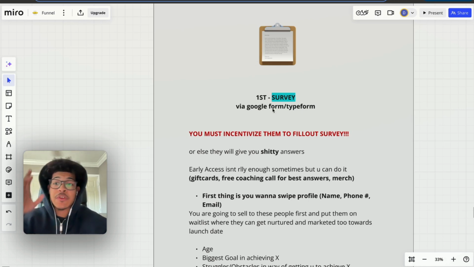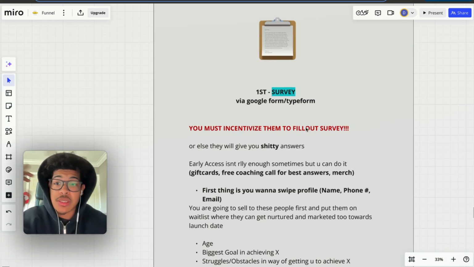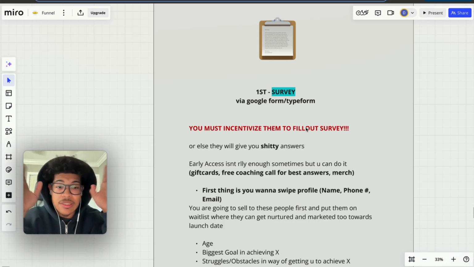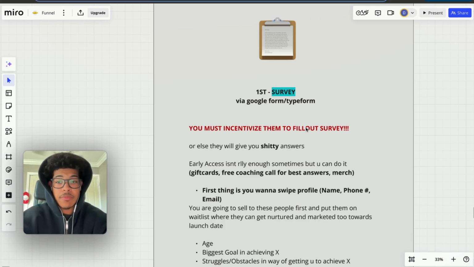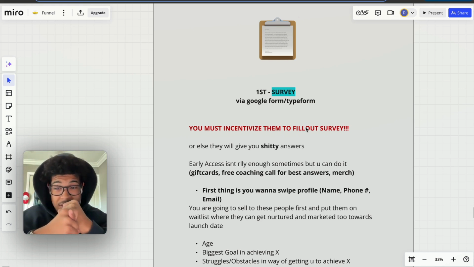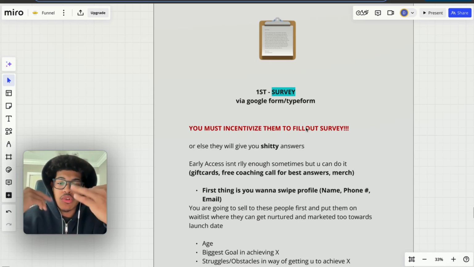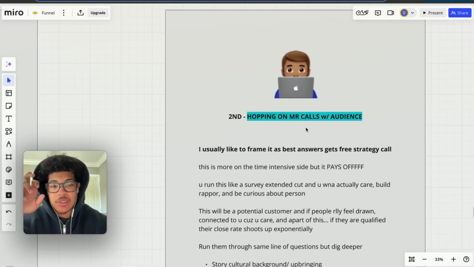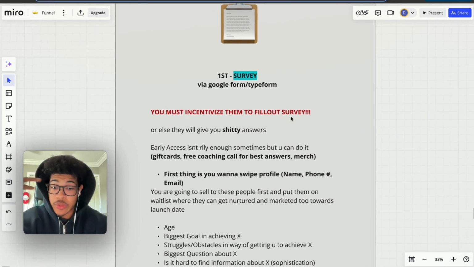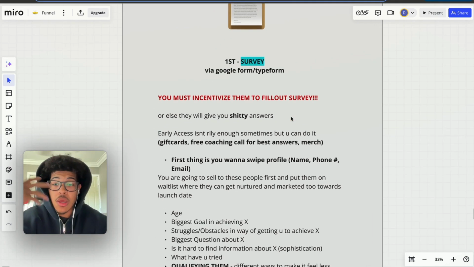So the first thing I like to say is, when you're about to conduct a survey, you want to incentivize them to fill out the survey, right? You can't just plop a survey on them for no reason, because you're just going to get bad answers. It's simple as that. Then the answers are worth nothing, right? I like to do this through early access to the program I'm about to build. Sometimes that's not enough. So you want to do like gift cards, a free coaching call, which is really going to lead into this, hopping on calls with the audience.